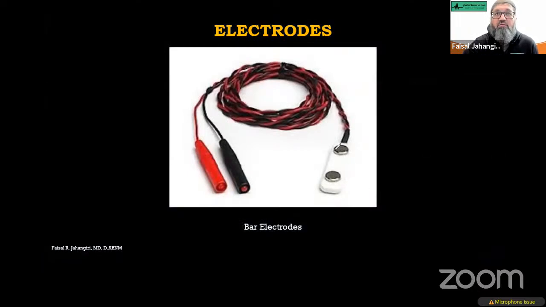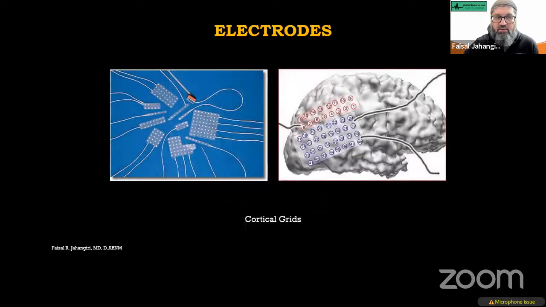The bar electrode has 2 contacts. It's a thick, hard plastic bar, and there are 2 colors, so you can use anode and cathode. This is the cathode, this is the anode. This is used for clinical testing. You can just put gel on the skin and stimulate from that.